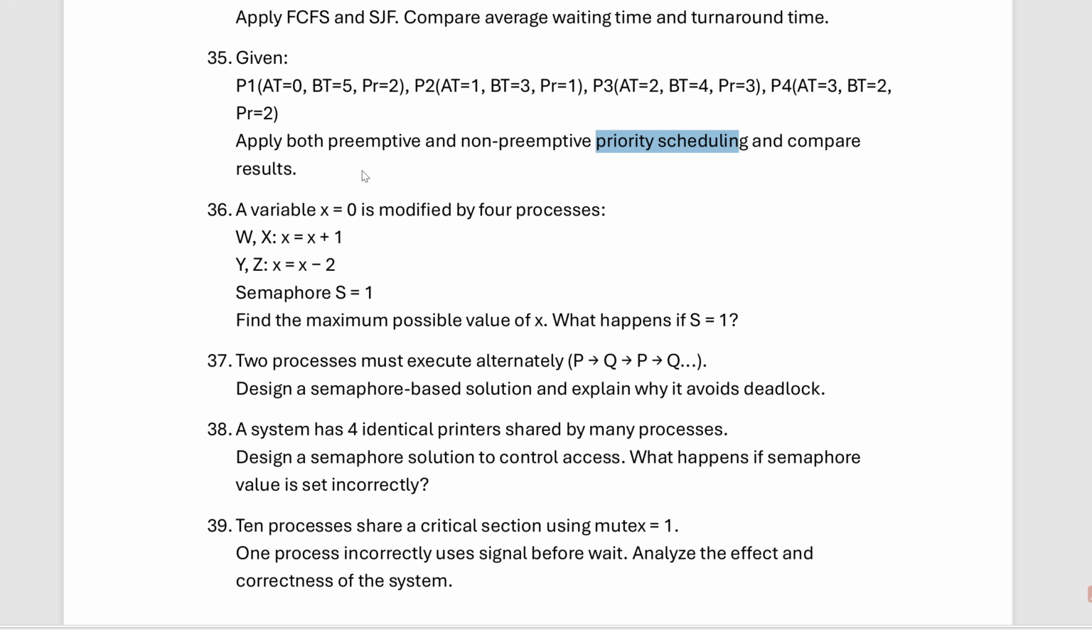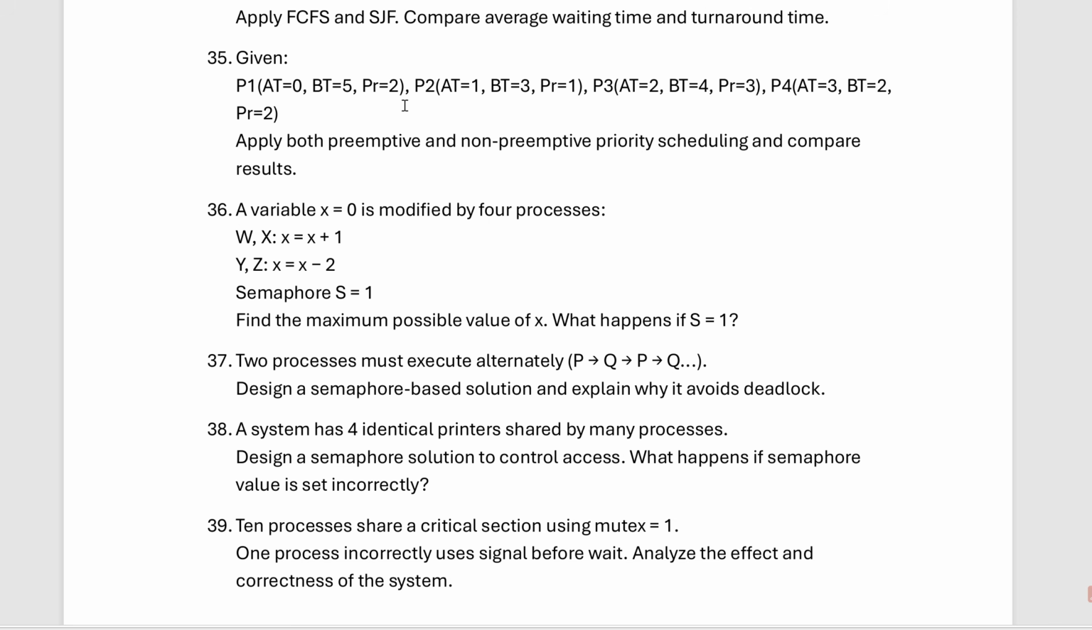Priority scheduling we have already discussed, but in this case we have to apply two types: preemptive and non-preemptive. Preemptive means if some higher priority process arrives, then the currently running process will be preempted, and the CPU will be allocated to that higher priority process. Non-preemptive we have already discussed. That is, once the CPU has been allocated to some process based on the priority, it will not be preempted. It will consume all the burst time, and the CPU will be allocated for the entire burst time, right?